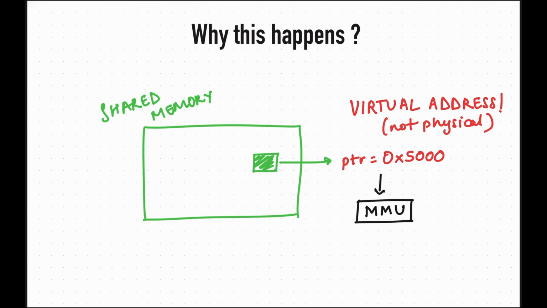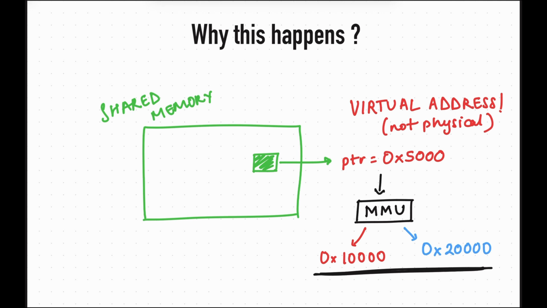So in our example, the pointer was written by process P1 and it stored a value of 5000. Now this value of 5000 only makes sense in the P1 address space. The MMU might translate this value to say 10,000 in the physical memory. Whereas if process 2 tries to access the same address 5000 and passes it through the MMU, then it might translate to say 20,000 in the physical memory. That means these addresses do not match and they might point to completely different data.